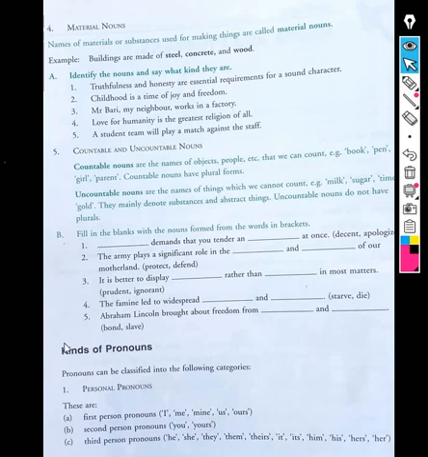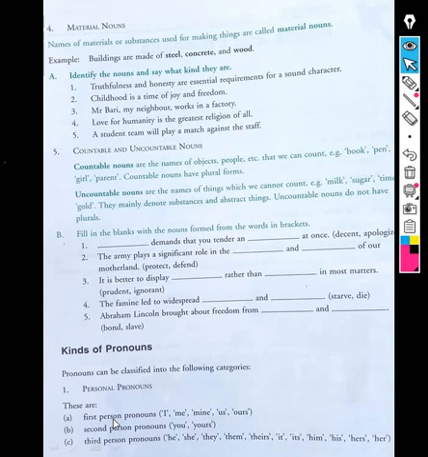So you can see on this page kinds of pronoun. Pronoun can be classified into the following categories. This is divided into 9 categories, as you have seen in the outline. Number 1 is personal pronoun, from person. That's the pronoun that comes in the place of a person. There are 3 categories of personal pronoun: first person pronoun, second person pronouns, and third person pronouns.